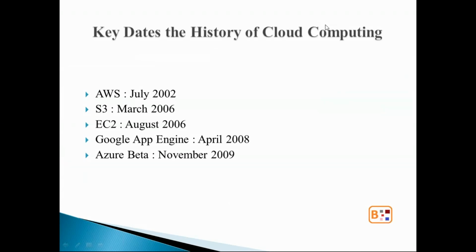Key dates in the history of cloud computing. AWS, Amazon Web Services, was born in July 2002. S3 stands for Simple Storage Service. It is a storage service which comes under the Amazon storage services. It came into existence in March 2006. EC2 stands for Elastic Compute Cloud. It came into existence in July 2006. Google App Engine came into existence in April 2008. Azure Beta, November 2009.